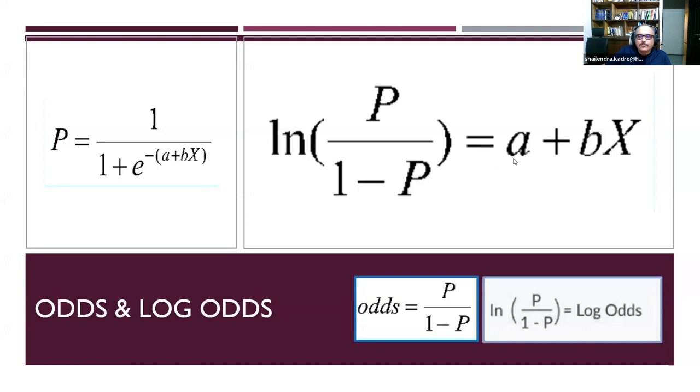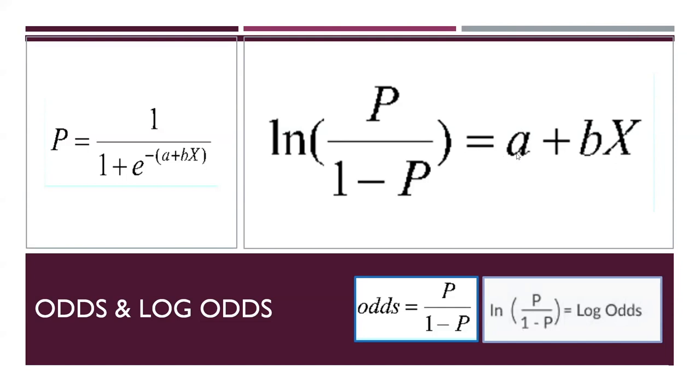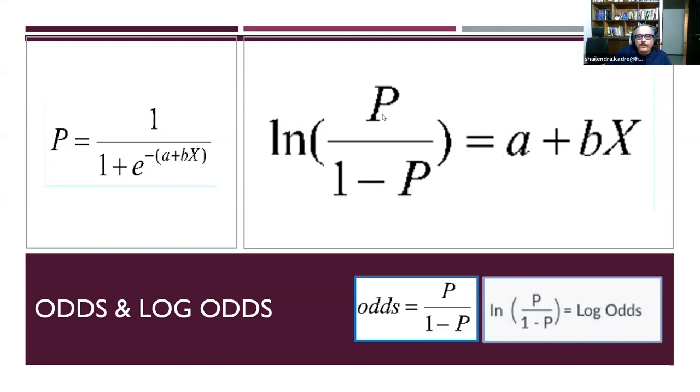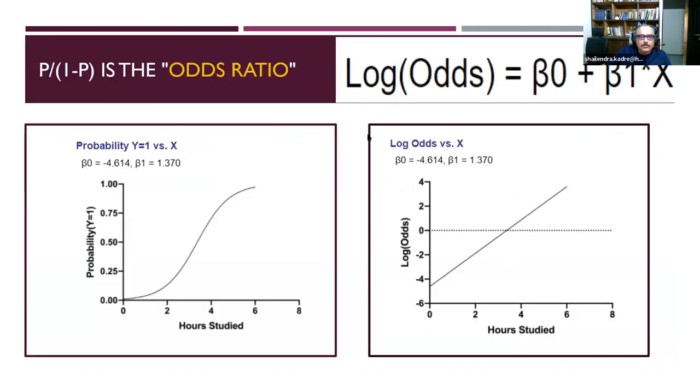So our job is to find A and B. As a machine learning engineer, our job is to find A and B, and the output will be P. So if we know P, then we know odds also, because P upon 1 minus P is odds, and then log odds, right? So now I have populated it here: probability, log odds versus X.